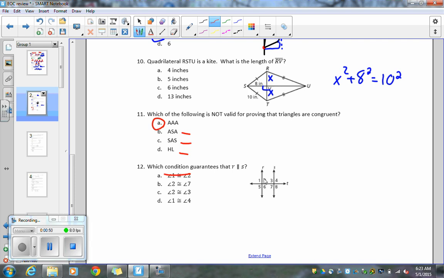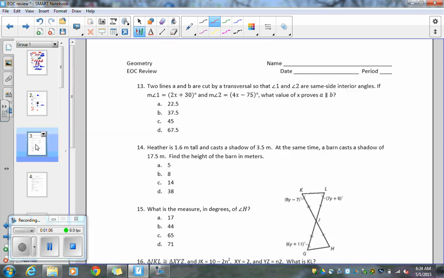Let's see, 2 and 7. These are alternate interior angles. Because if both of these are congruent, it works, then I don't even have to go any further. So the question would be, are these congruent? The answer is yes. So for 12, it is B.